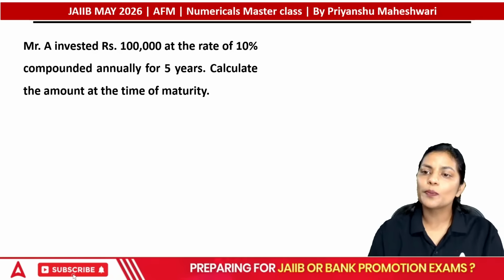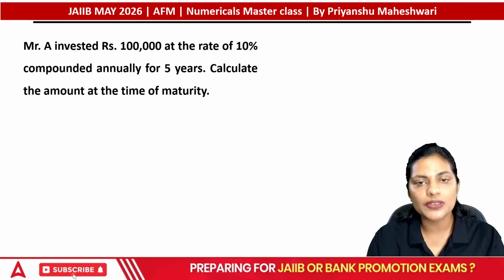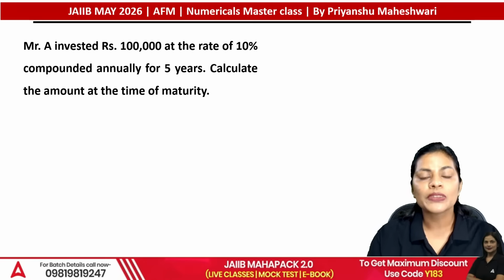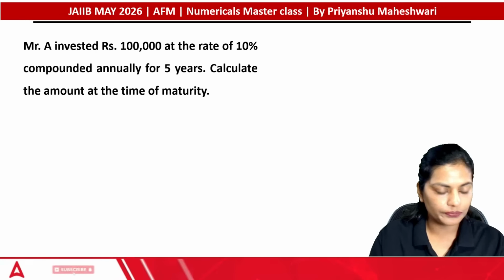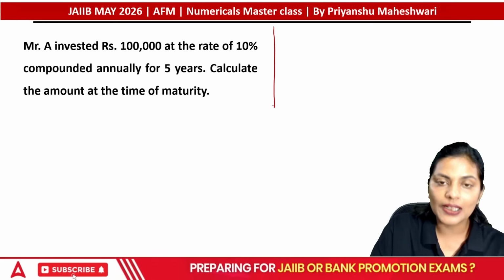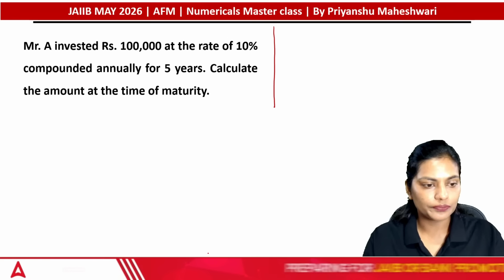Mr. A invested rupees 1 lakh at the rate of 10% compounded annually for 5 years. Calculate the amount at the time of maturity. We are required to calculate the amount at the time of maturity.